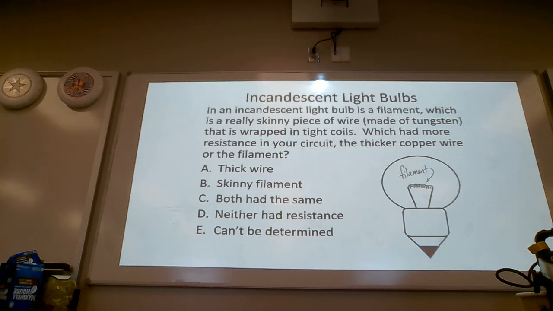Are we okay with B, the skinny filament, as a smaller diameter? So this is the old school light bulb. This is the same thing Thomas Edison had, and some people still use it, but we switched to fluorescent. That's the long tubes and the swirl, the curly spiral light bulbs. And then we've now switched to LEDs, which are like the up and coming type of light bulb. I think they'll be here to stay for a long time.